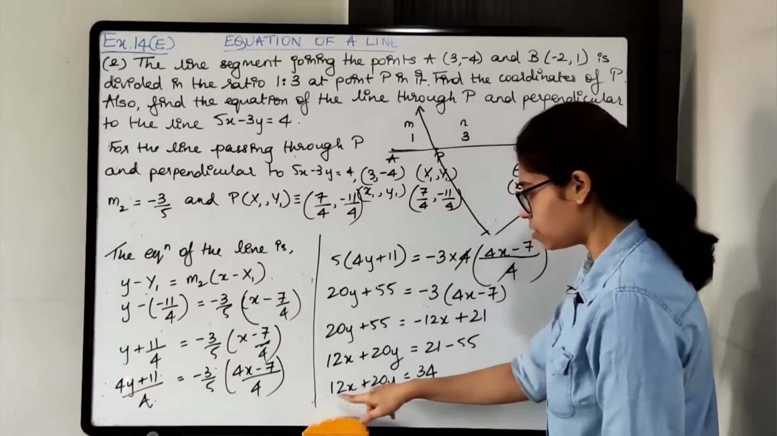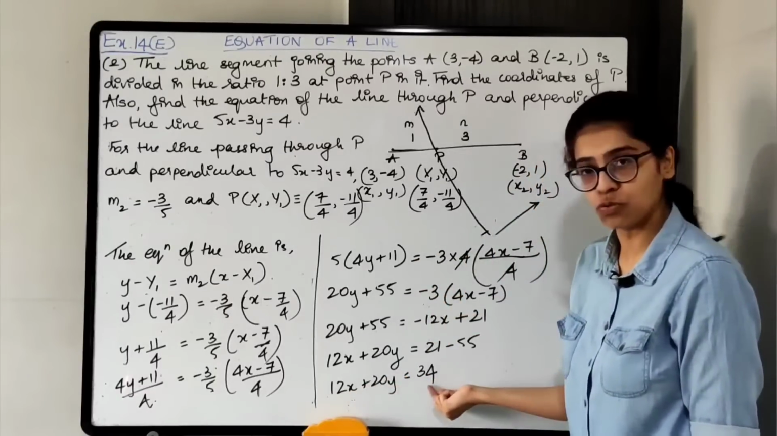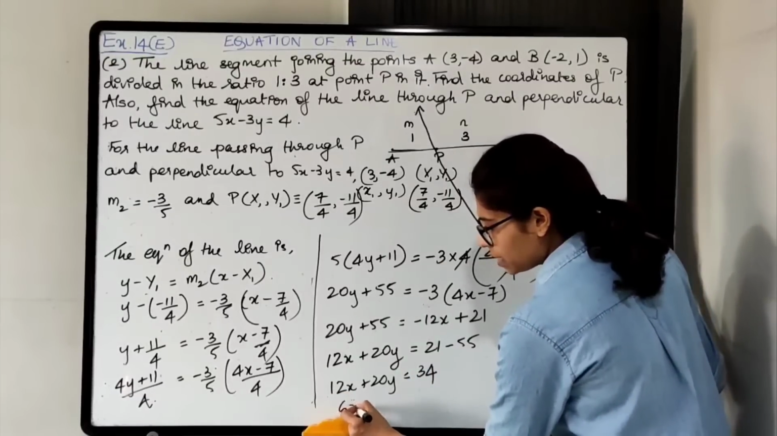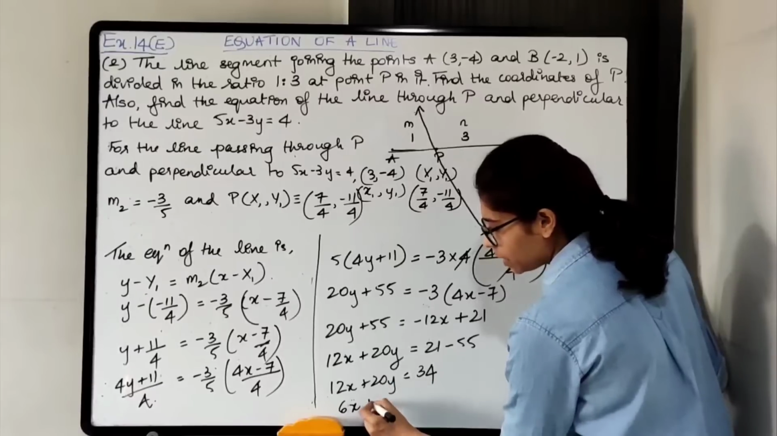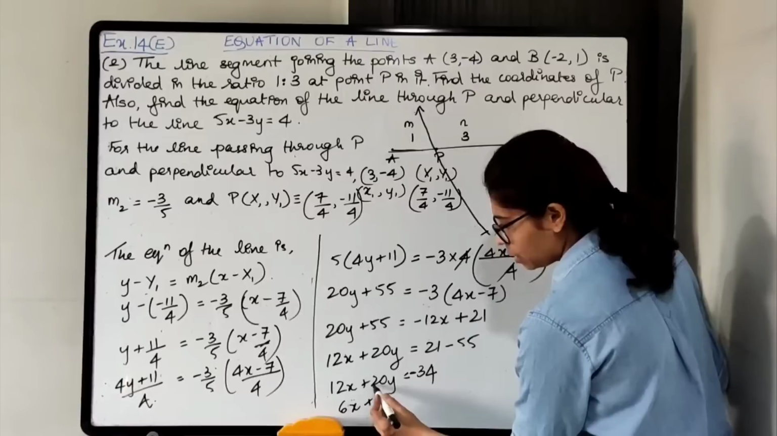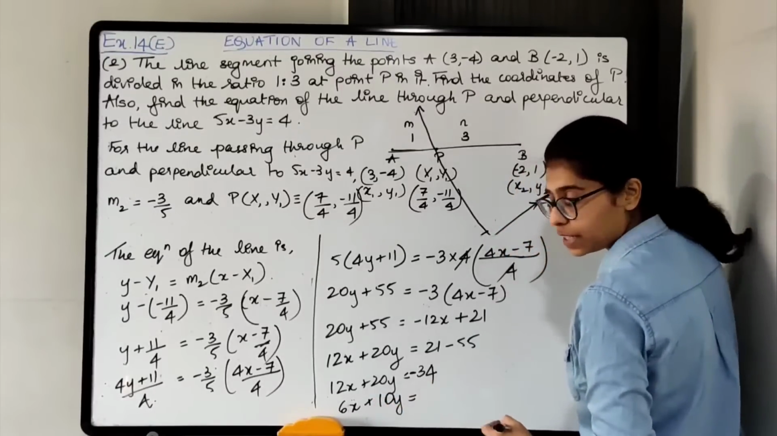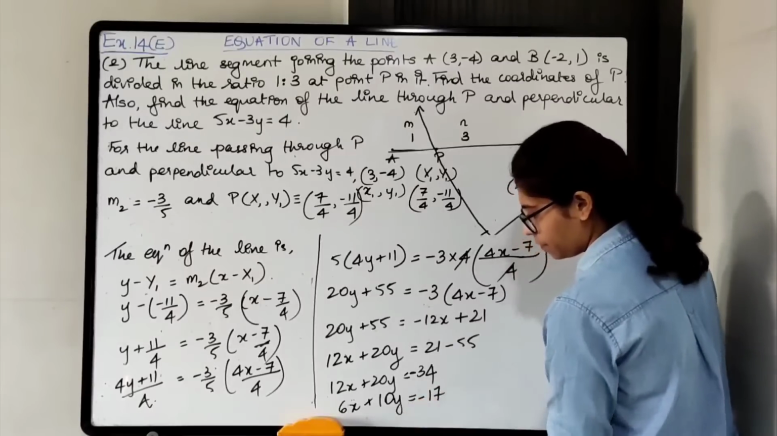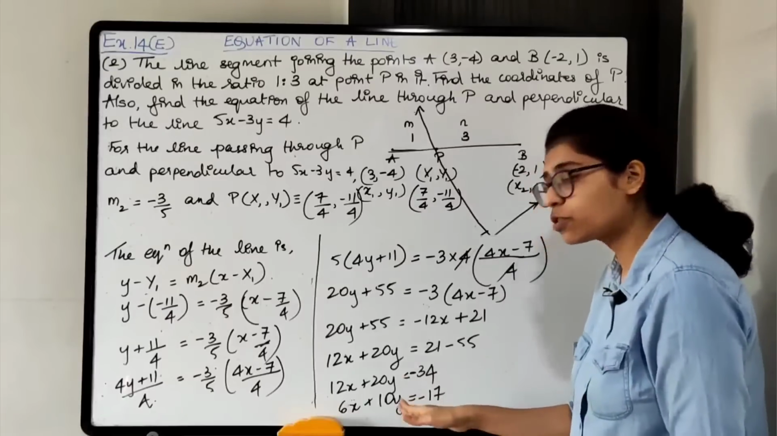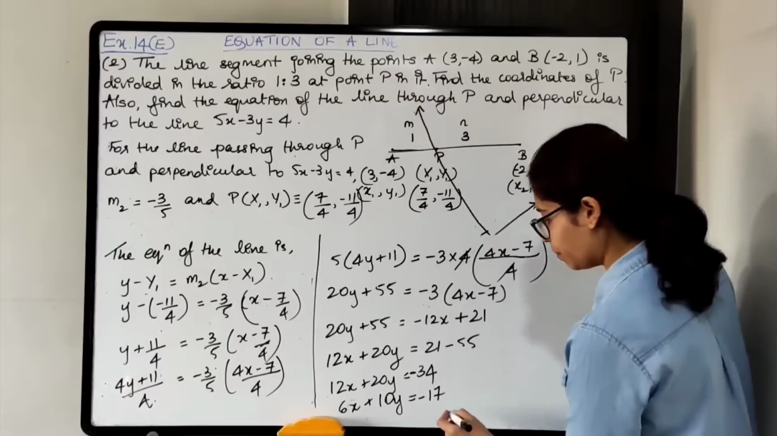Check all the numbers, they are divisible by 2, right? All the numbers are divisible by 2. So let's divide by 2. 12 divided by 2 will give 6. 20 divided by 2 will give, here it will be negative, sorry, I made a mistake. 20 divided by 2 will be 10, and 34 divided by 2 will give 17. Okay, so 6x plus 10y is equal to minus 17, or shift this over here, you will get 6x plus 10y plus 17 equal to 0.